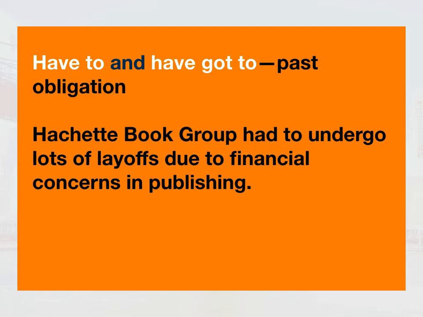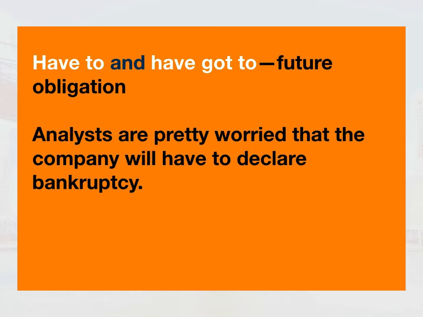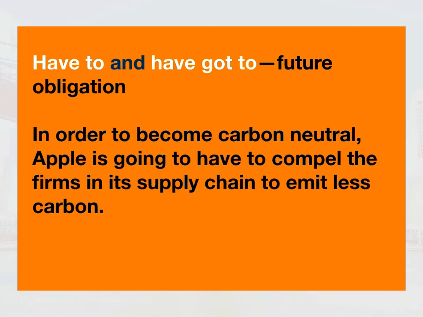So past obligation. Hachette Book Group had to undergo lots of layoffs due to financial concerns in publishing. Future obligation. Analysts are pretty worried that the company will have to declare bankruptcy. In order to become carbon neutral, Apple is going to have to compel the firms in its supply chain to emit less carbon.